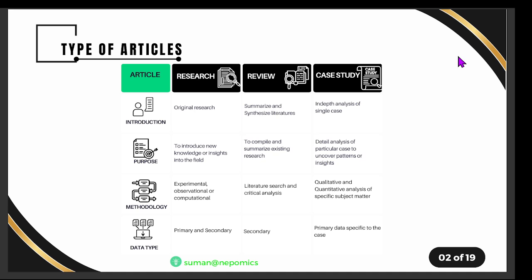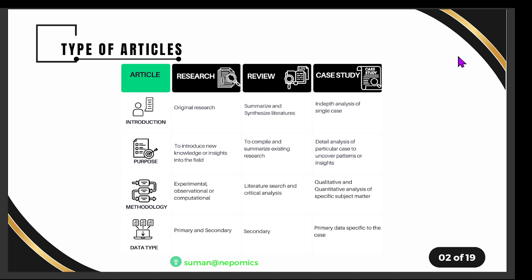For example, experimental work is there. You will be working in the lab, involving a lot of experiments, observing a lot of things, and then based on that you will be drawing the conclusion. You can use both wet as well as dry lab. Next is the data type involved in a research article. We use primary or secondary data sources in a research article.